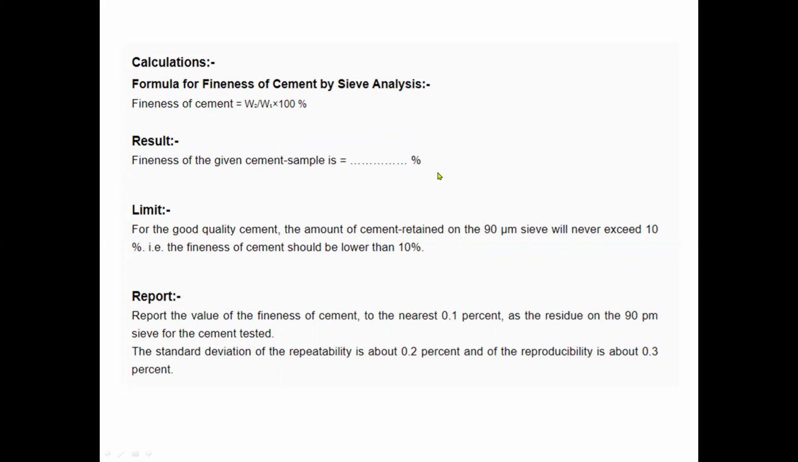For the report, the value of the fineness of cement to the nearest 0.1% as the residue on the 90 micrometer sieve for the cement tested. The standard deviation of the repeatability is about 0.2% and of the reproducibility is about 0.3%.